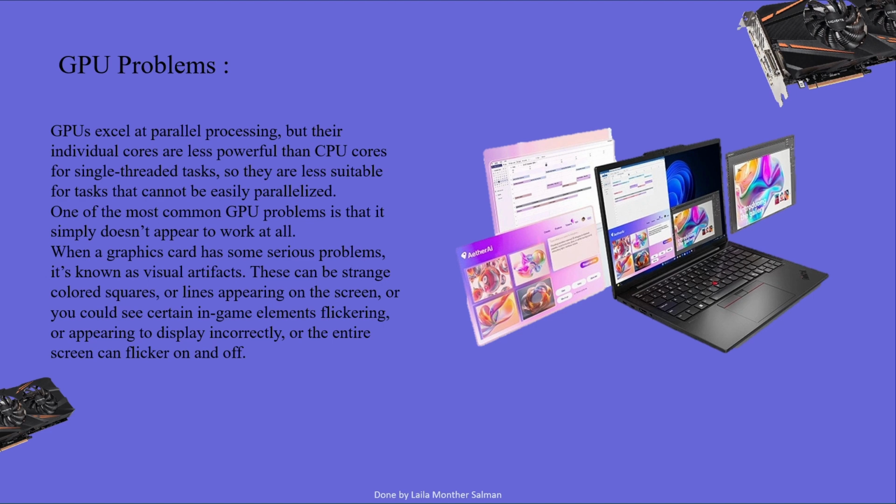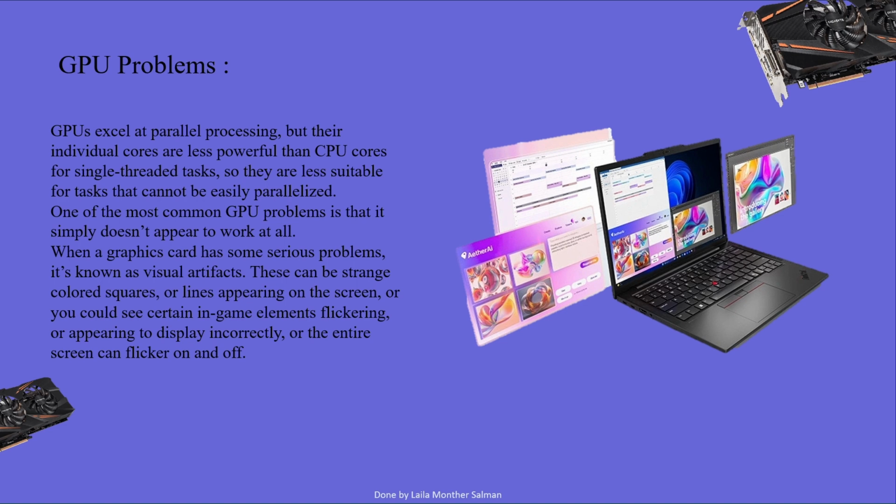GPUs excel at parallel processing, but their individual cores are less powerful than CPU cores for single-threaded tasks, so they are less suitable for tasks that cannot be easily parallelized. One of the most common GPU problems is that it simply doesn't appear to work at all.